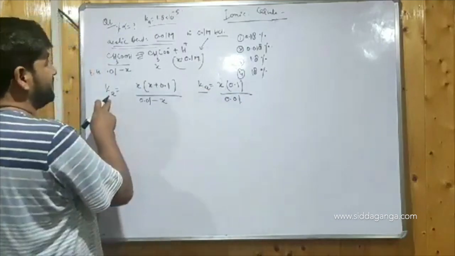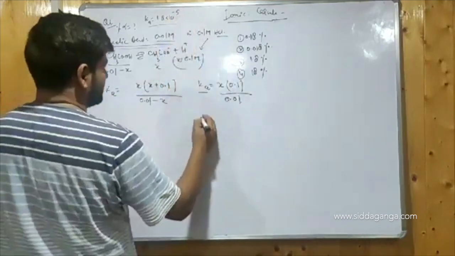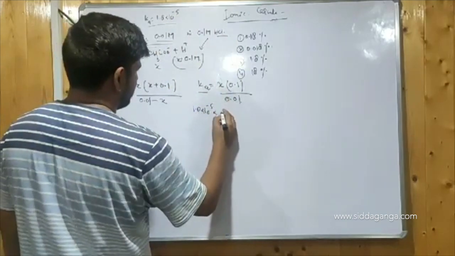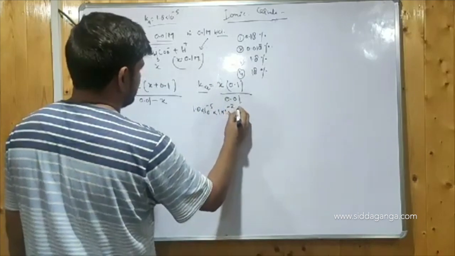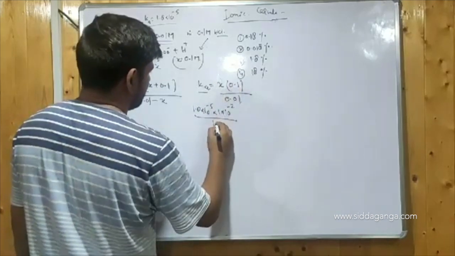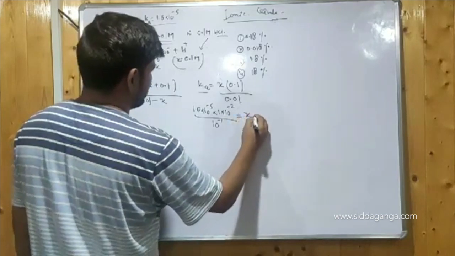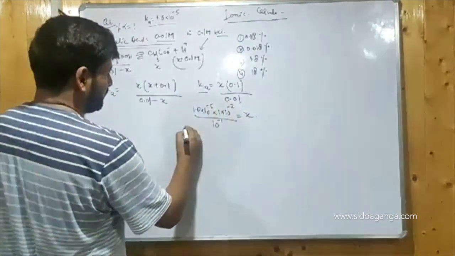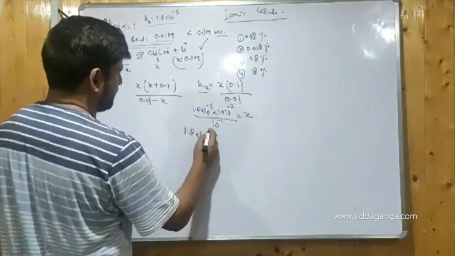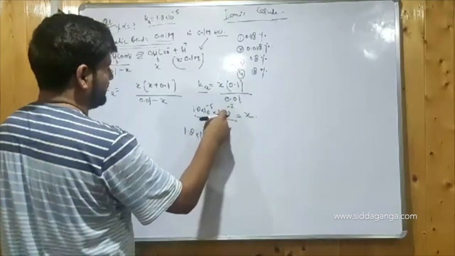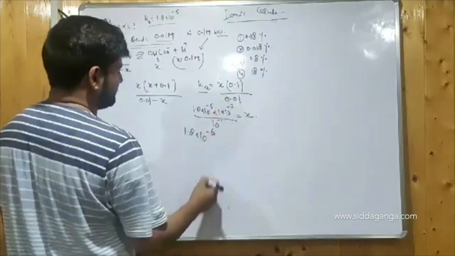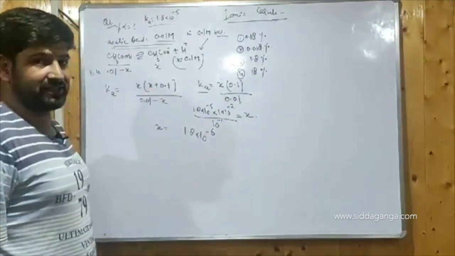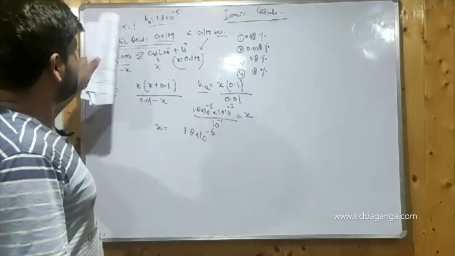K is given or not? What is the K value given to you? 1.8 10 to the power minus 5. So 1.8 into 10 to the power minus 5 into, take it here, 1 into 10 to the power minus 2 divided by 10 to the power minus 1 equals x. Am I clear with the thought here? Yes, it goes up, it becomes 1.8 into 10 to the power minus 5 minus 2 will be minus 7. It becomes minus 6. So x equals 1.8 into 10 to the power minus 6. Is it clear? We have to find out percentage degree of dissociation.